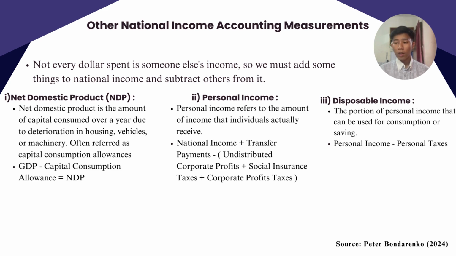So we go to the next one, personal income. Personal income refers to the amount of income that individuals actually receive. The formula is national income plus transfer payments minus the undistributed corporate profit plus social insurance taxes, and also plus corporate profit taxes. Okay. The third one is disposable income. Basically, disposable income is the portion of personal income that can be used for consumption or saving. The formula is personal income minus the personal taxes.